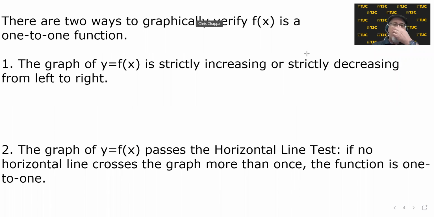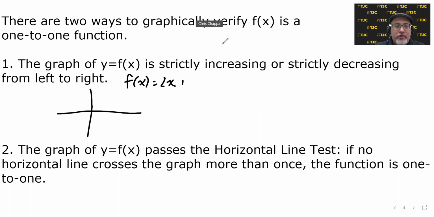Now, there's two ways to graphically verify a function f of x is 1 to 1, because sometimes if you have a graphic, you just look at it and go yes or no. Number one, the graph of y equals f of x is strictly increasing or strictly decreasing from left to right. What do I mean by that? Well, if you think of a graph as a roller coaster, then going left to right, the graph is only going up. So for example, if I graphed f of x equals 2x plus 3, and this is going to be a real rough sketch of it, it's in slope-intercept form, so its y-intercept is 3 and its slope is 2. So it looks a little something like that. From left to right, that graph is strictly increasing.